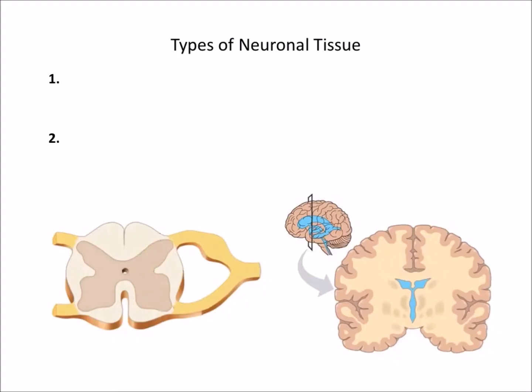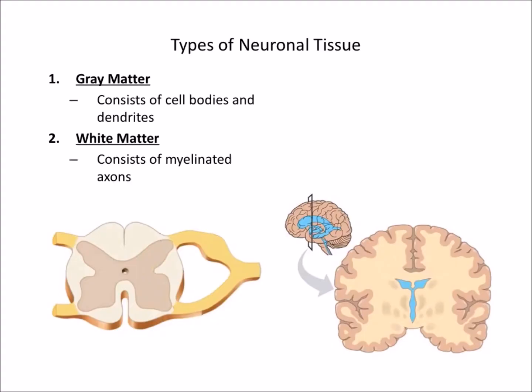There are two types of neuronal tissue found in the central nervous system. The first type is called gray matter, and gray matter consists of cell bodies and dendrites. The second type of neuronal tissue is called white matter, and white matter consists of myelinated axons. Looking at a cross-section of the spinal cord, the dark inner brown area that you see that resembles a butterfly, that's gray matter. And the surrounding area around that butterfly, that would be white matter.